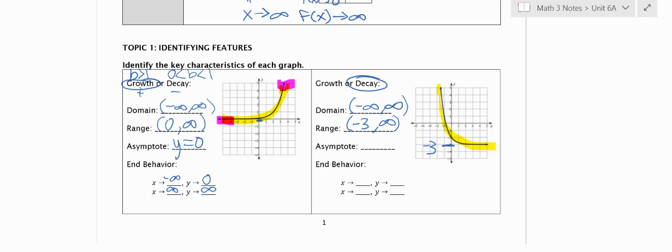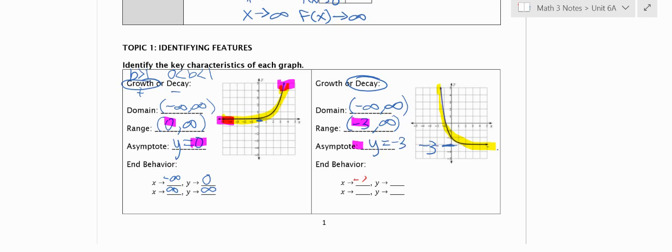And you'll see there's a connection with our range and our asymptote, kind of like we saw with the last one. So I actually have a horizontal asymptote at negative 3, it's never going to dip below negative 3.